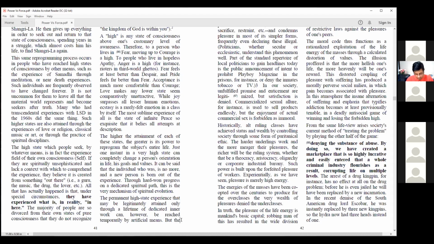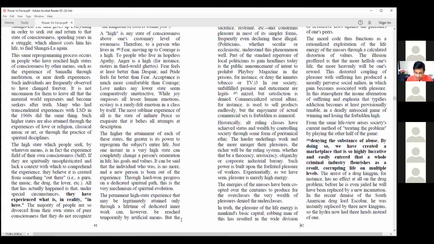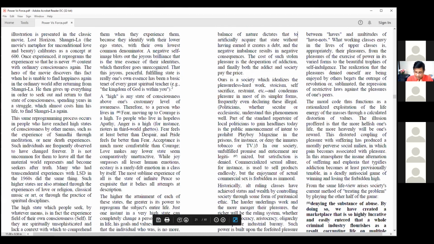The permanent high state experience that may be legitimately attained only through a lifetime of dedicated inner work can, however, be reached temporarily by artificial means. But the balance of nature dictates that to artificially acquire that state without having earned it creates a debt, and the negative imbalance results in negative consequences. The cost of such stolen pleasure is the desperation of addiction. And finally, both the addict and society pay the price.